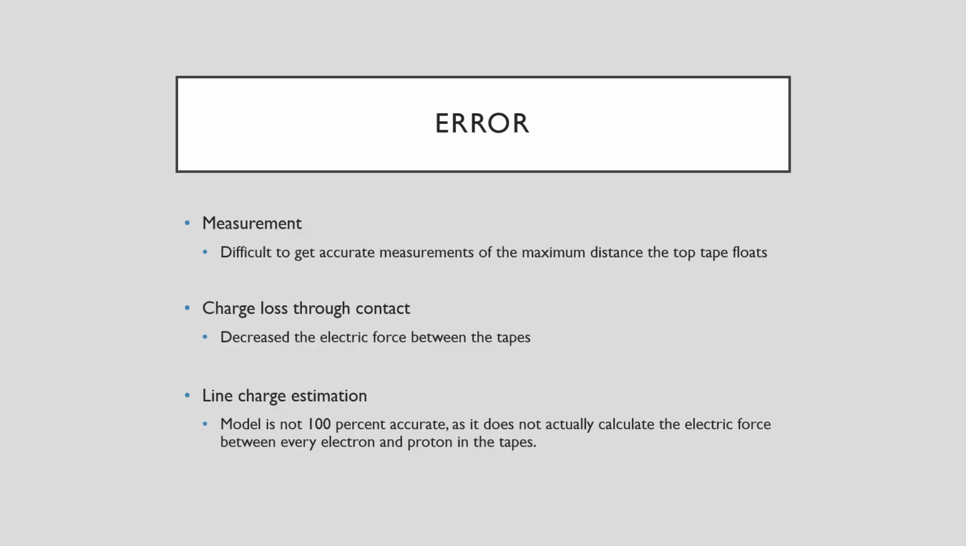There were multiple sources of error in this lab. It was difficult to measure the maximum distance between the tapes accurately, which could have introduced error. Handling of the tapes could also have introduced error in the system, as charge could have escaped through my hands. As the excess charge decreased, so did the maximum distance the tapes would affect each other. A final source of error was the line charge estimation. This estimation is not perfect, as it does not actually take into account every particle in each piece of tape. This means that the actual amount of excess charge present would have been different than the amount found by the model.